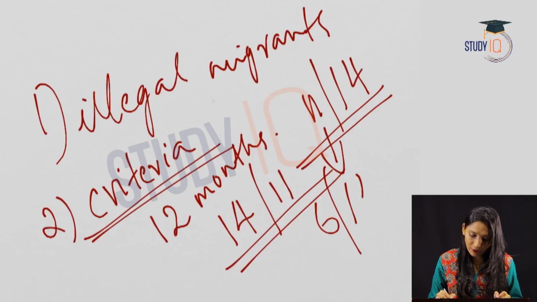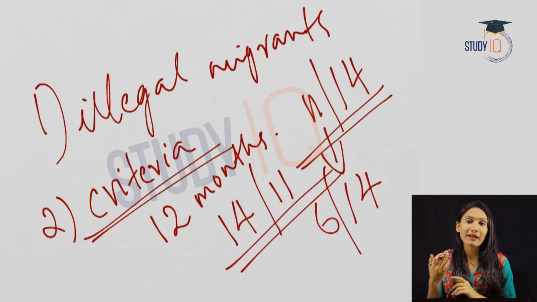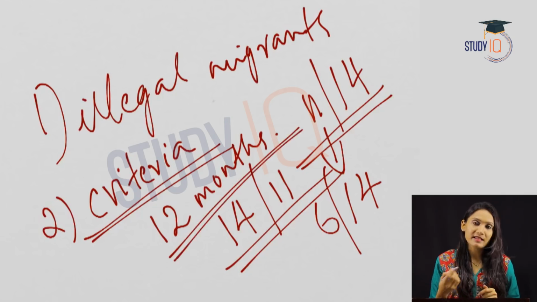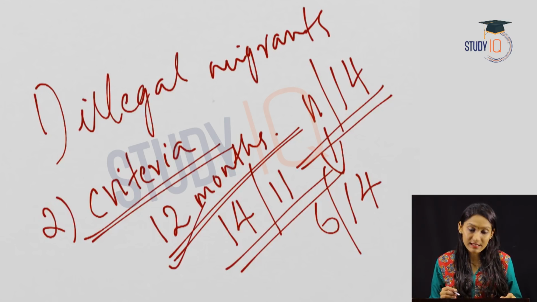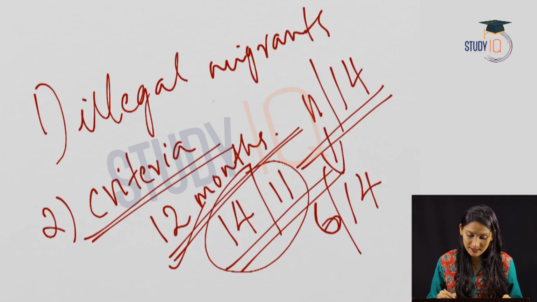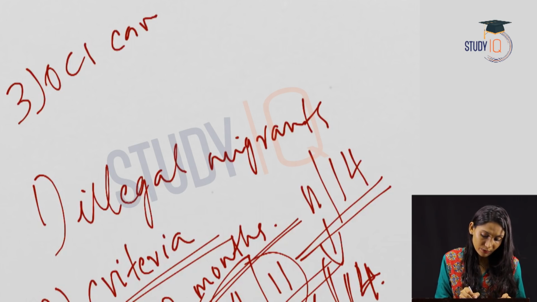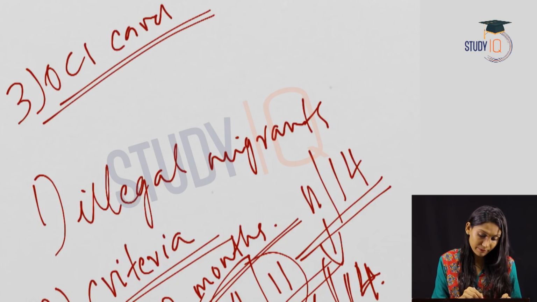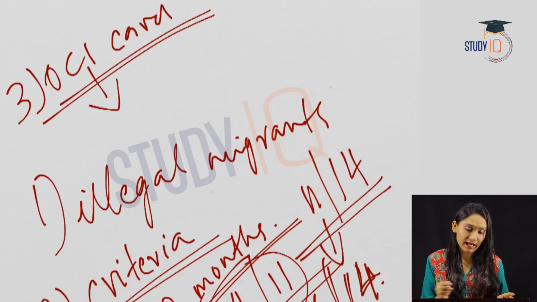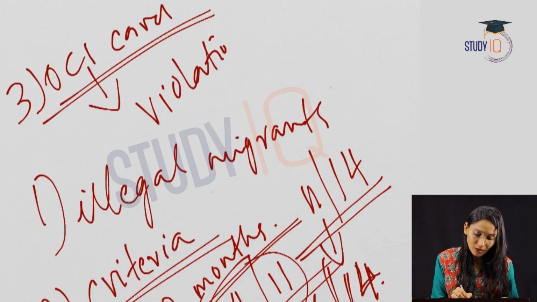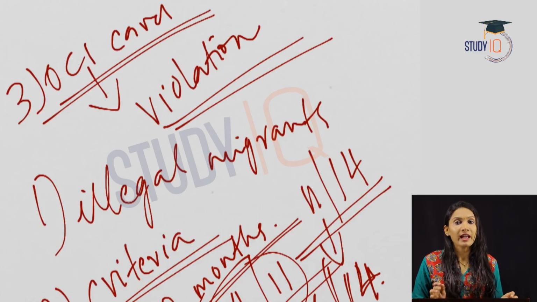So, if out of the past 14 years a person has stayed in India for 6 years, he can apply for citizenship, and the 12 months remains the same, 12 months immediately before the application. But this 11 out of 14 is being reduced to 6. Also, the bill has proposed something regarding OCI card holders, the cancellation of OCI cards. The bill says that if there is any violation of law, the OCI cards can be cancelled. This is the third thing that you should remember about the amendment.